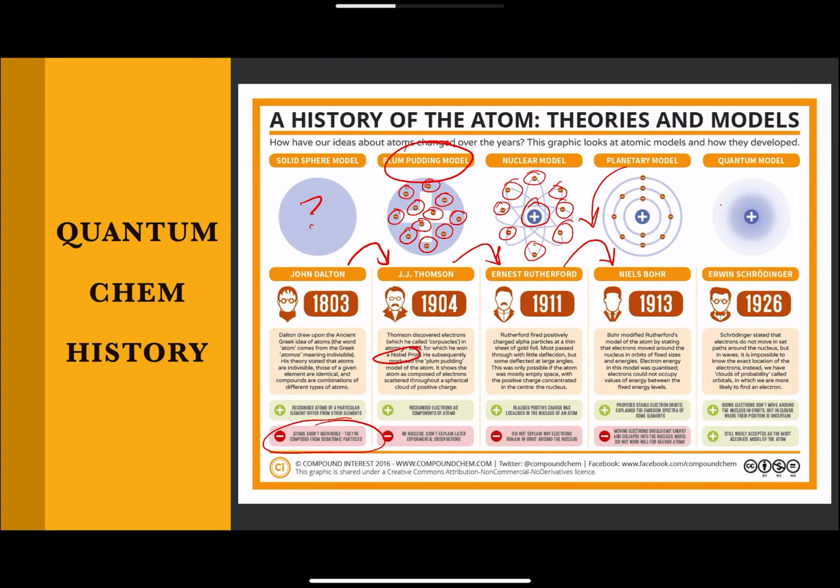And this quantum model basically states that electrons are moving about in a cloud. They don't have any set paths around the nucleus, and it is really impossible to know the exact location and the exact energy of the electron at the same time. So we have these clouds of probability. So Schrödinger basically said, all of you are wrong. We don't really know what's happening.